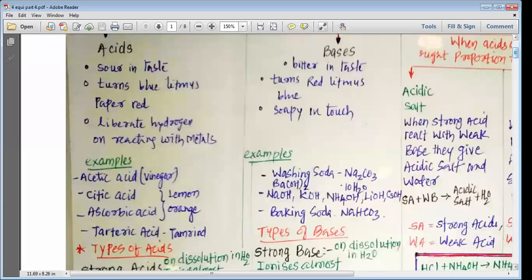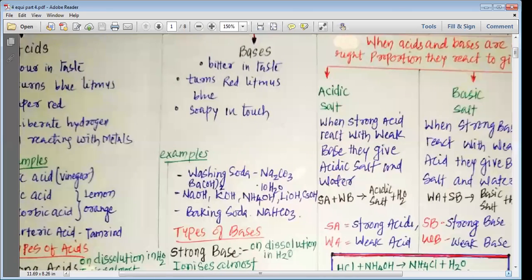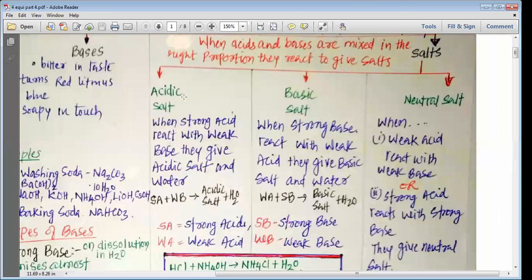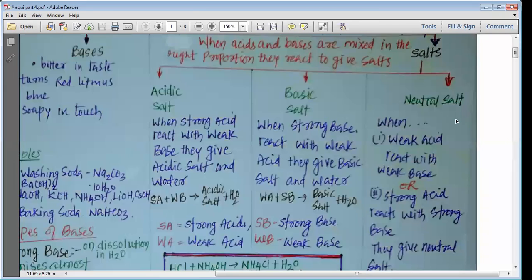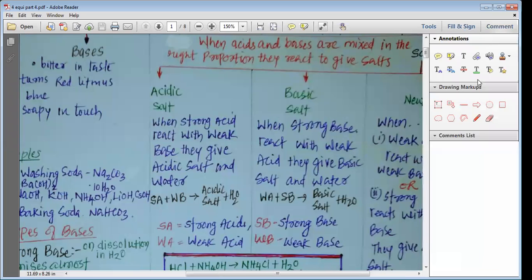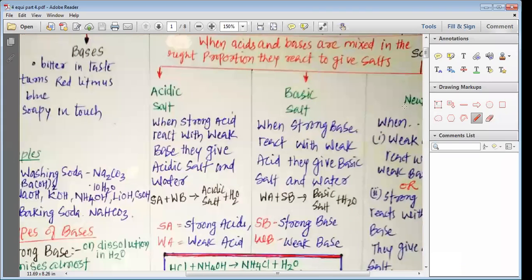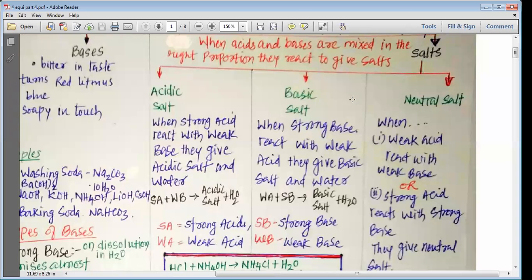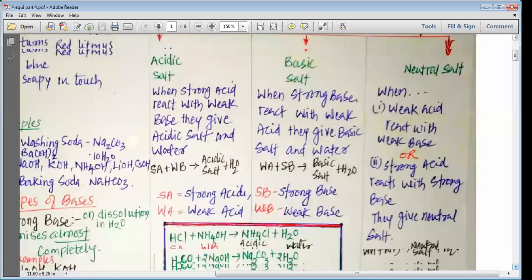Strong bases, when they react with weak acid, will give basic salt. Strong acid, when it reacts with weak base, gives acidic salt. And strong acid and strong base, or weak acid and weak base, when they react with each other, give us the neutral salt. That is why the process of acid and base reacting with each other is known as neutralization. When acid and base react with each other, they give us salt and water. This particular reaction is known as the neutralization reaction.